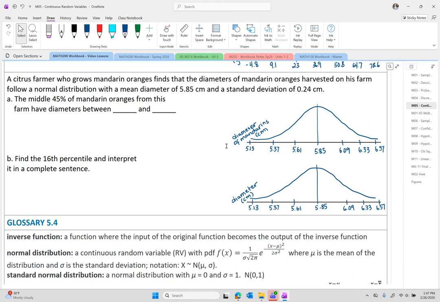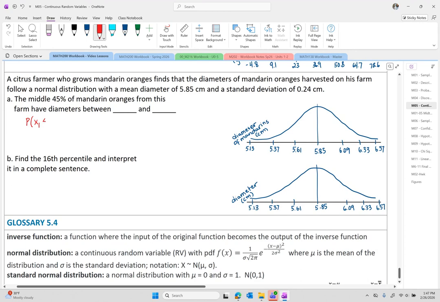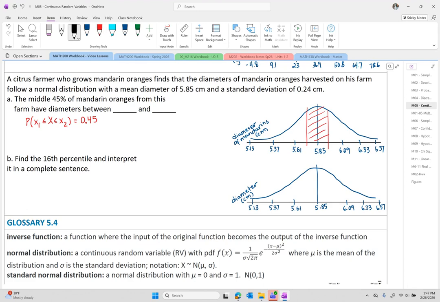It says the middle 45% of mandarin oranges from this farm have diameters between what lengths? So the mathematical expression is probability x1 less than or equal to x less than or equal to x2 will be 0.45, and we are talking about the middle 45%. So we are looking for two values that collectively gather 45% of our data in the middle of the distribution.